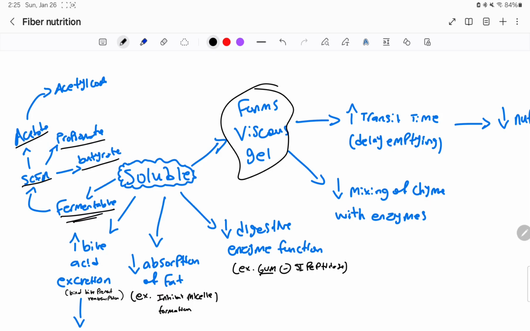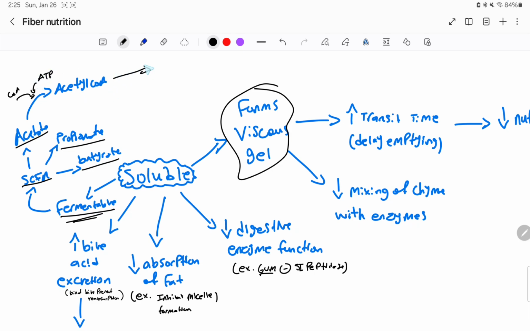Now, these guys all have their own little function, and they can be used in many different ways. For example, acetate can actually be made into acetyl-CoA. All you need is a coenzyme A and some ATP, and boom, you've made an acetyl-CoA molecule.